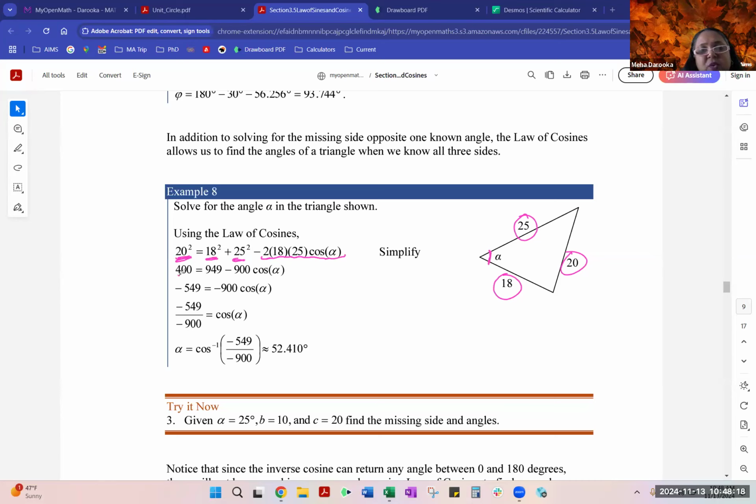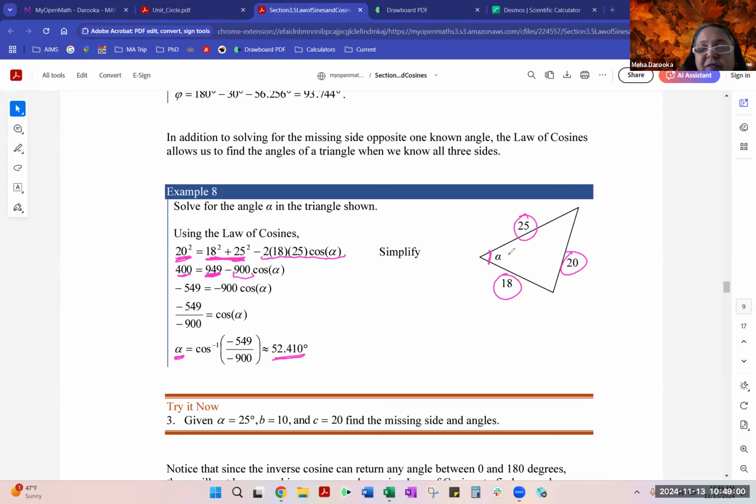So you can see we get 20 squared, which is 400. 18 squared is 324, plus the 25 squared of 625 is also being added in there. So this 949 is the sum of these two numbers here. And then 2 times 18 times 25 is coming out to be 900. So simplify what you can. And then, of course, we'll use the cosine inverse function. Once you get this fraction of 549 over 900 and use the cosine inverse function, you will see our angle alpha is coming out to be 52.4410.